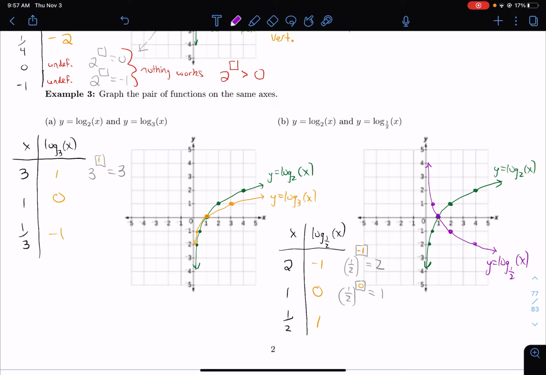It's a reflection of the graph of log base 2 of x, but across the x-axis. So when the base is something between 0 and 1, then our log graph will be like this. It'll be going downwards. It'll be decreasing.